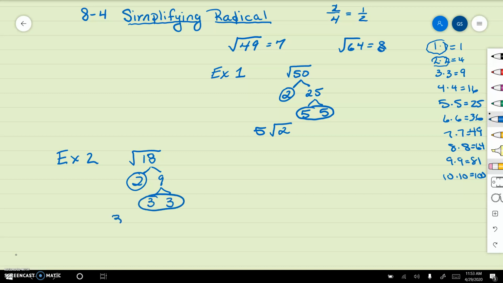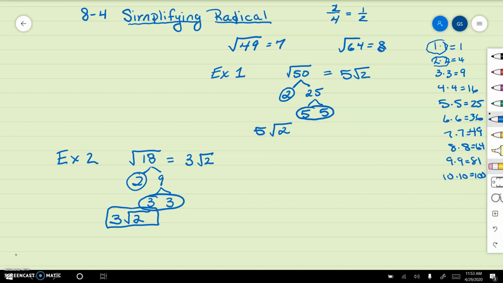Pairs go outside the radical sign, then make the radical sign, and the 2 goes in. 2 is a single. So square root of 18 is equal to 3 square root of 2. Just the way square root of 50, or the radical 50, it's not really square root, is radical 50, is equal to 5 radical 2.